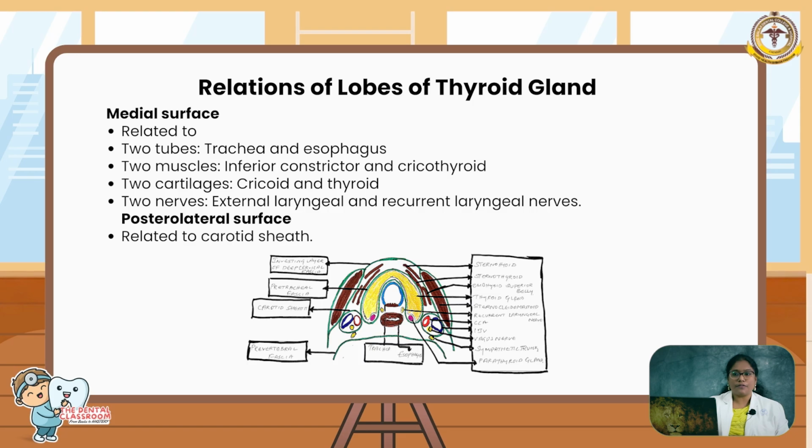Next, the medial surface is related to 2 tubes, the trachea and esophagus; 2 muscles, the inferior constrictor and cricothyroid muscle; 2 cartilages, cricoid and thyroid; and 2 nerves, the external laryngeal nerve and recurrent laryngeal nerve. The posterolateral surface is related to the carotid sheath.